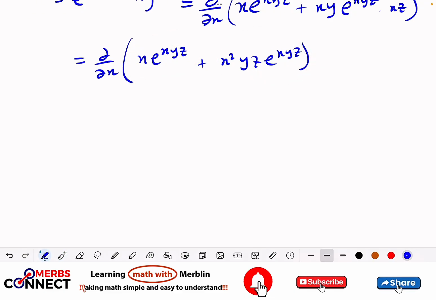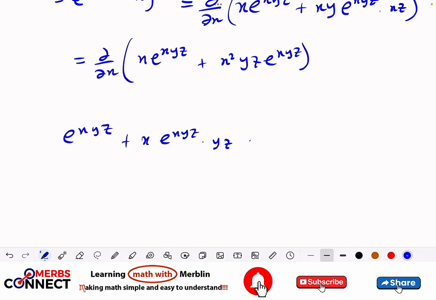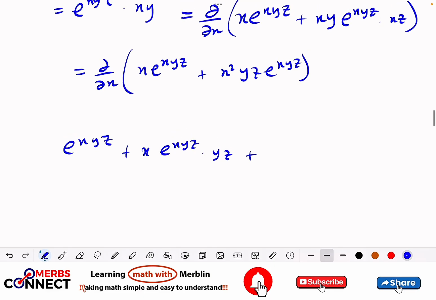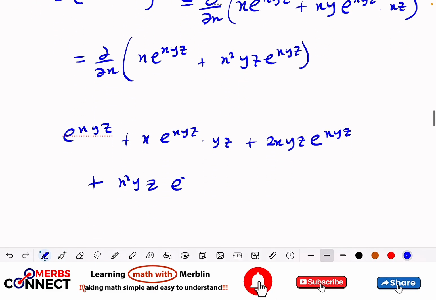So let's go first with respect to the first x, we are going to have this plus, now I maintain the x and differentiate this. So x, maintain this, differentiate the top with respect to x and get yz, plus another product rule. Differentiate first with respect to x squared here. You are going to have something like this, 2xyz e to the power xyz, right? And then now plus, now maintain x squared yz and differentiate this. So this is going to give us e to the power xyz times, with respect to x is yz.